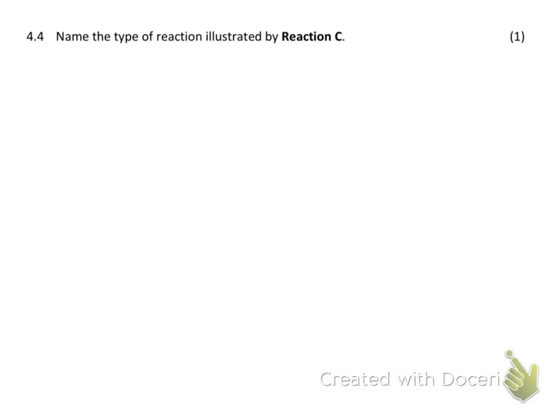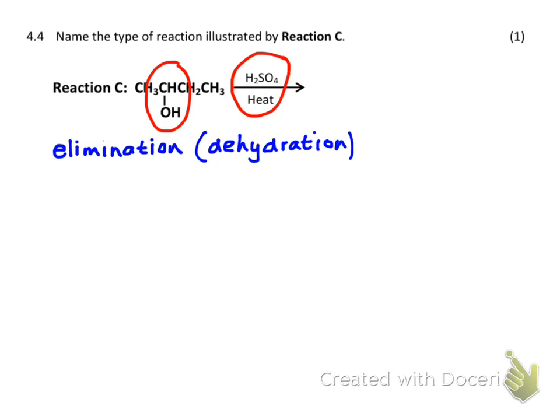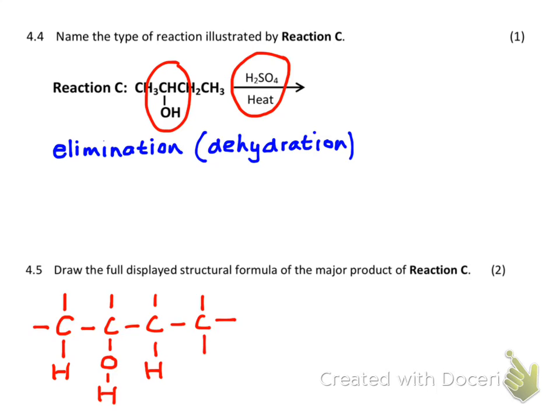Type of reaction illustrated by reaction C. There's reaction C. In this case, we've got an OH group, a hydroxyl group on carbon 2. So that's butan-2-ol. And the conditions are that it's reacting with sulfuric acid with heat. And so that's going to give us an elimination reaction. In this particular case, it's a dehydration reaction, but elimination is perfectly fine.